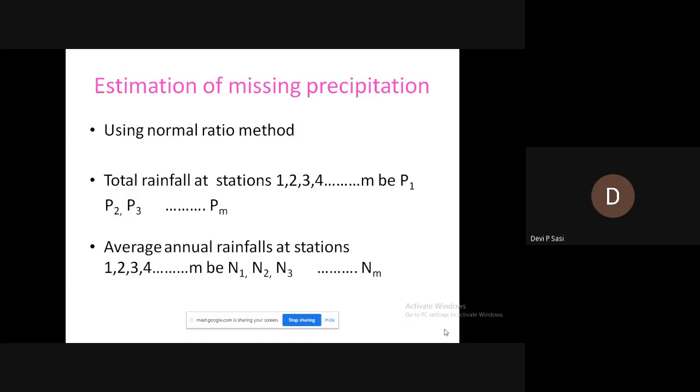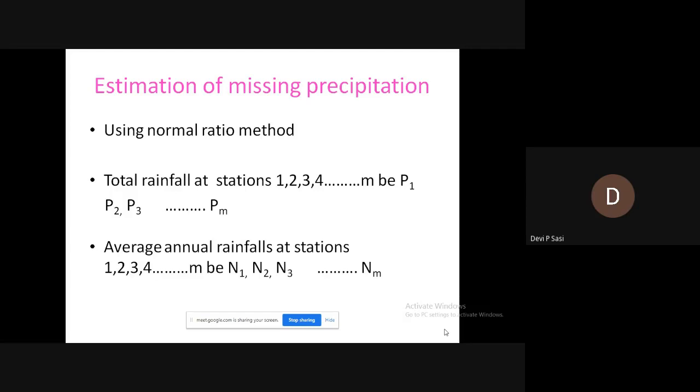So there are a number of rain gauge stations 1, 2, 3, 4 up to m, and the total rainfall recorded at those stations are P1, P2, P3, P4 up to PM, and the average annual rainfall at those stations are N1, N2, N3 up to NM.